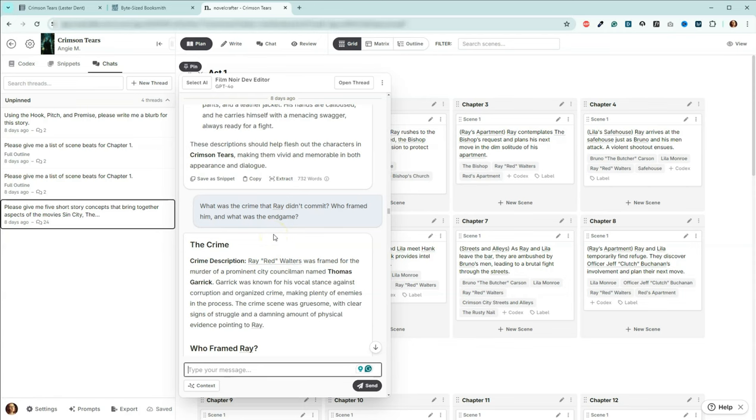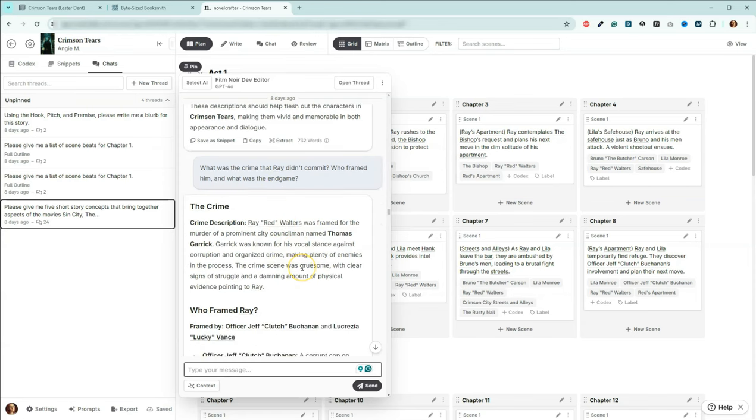Now I wanted to ask some questions for clarification, because it talks about the fact that Ray was framed for a crime that he did not commit. I wanted to find out what that crime was, as well as who framed him and why. So what was the end game for the whole thing? And so it gave me this information.